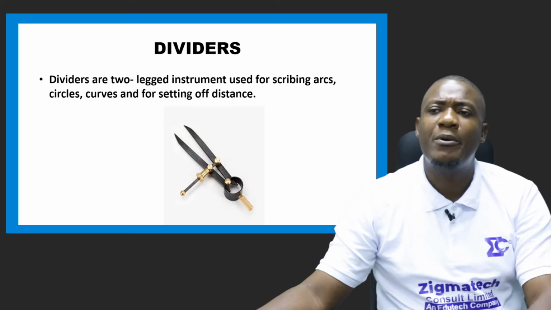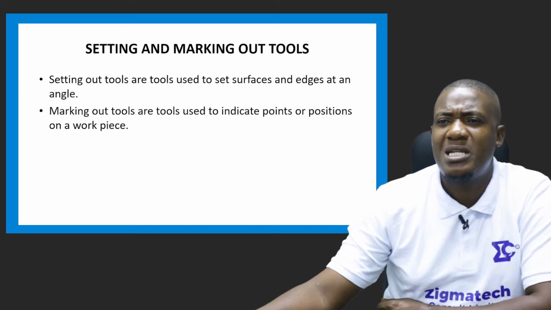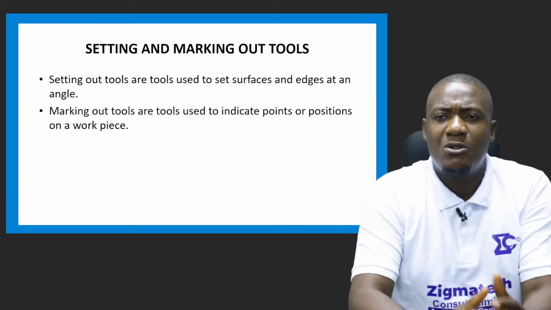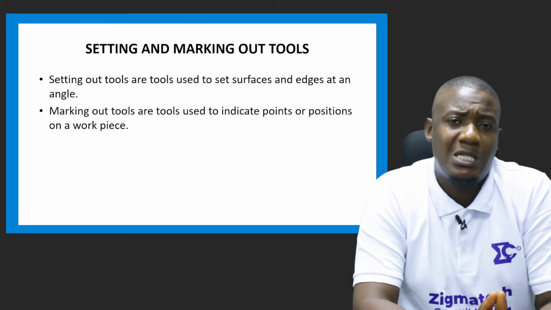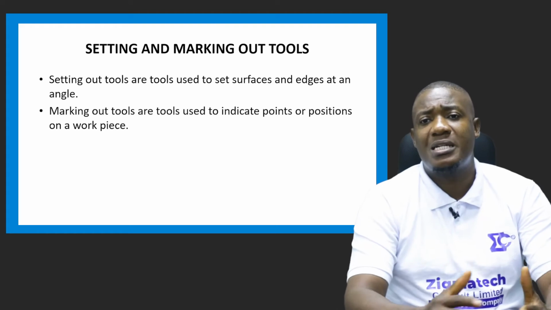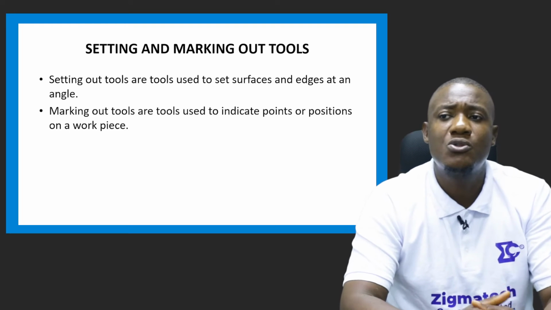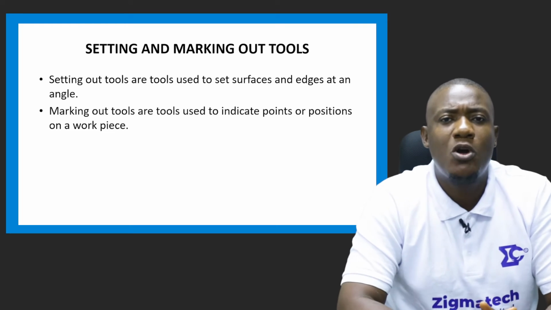Okay, now we have other tools we call setting and marking out tools. Setting out tools are used to set surfaces and edges at an angle. That's where they got the name from, setting out tools. We use them to set surfaces and edges at an angle, while marking out tools are used to indicate points or positions on a workpiece.